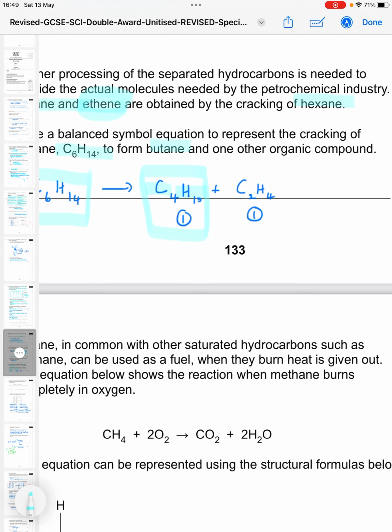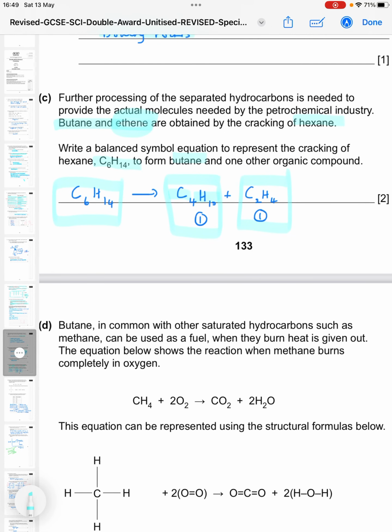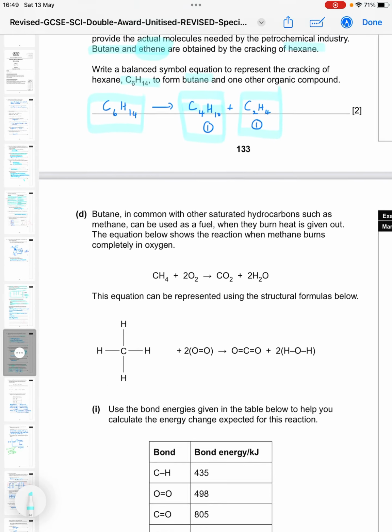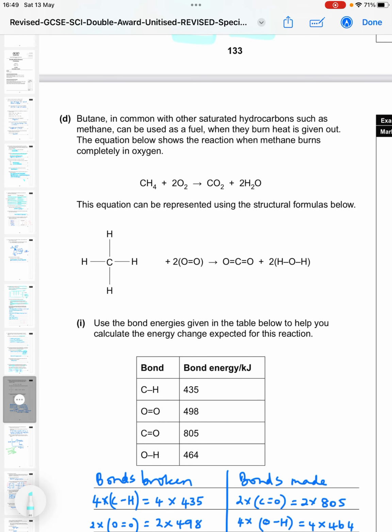I imagine you know the formula of butane anyway, as it's one of the examples or one of the ones that you have to know. You should know methane, ethane, propane and butane. And then the other product is ethene, which I'm quite sure you do know is C2H4. But again, it's an alkene, so CnH2n, so C2H4, and 1 mark for each of those.